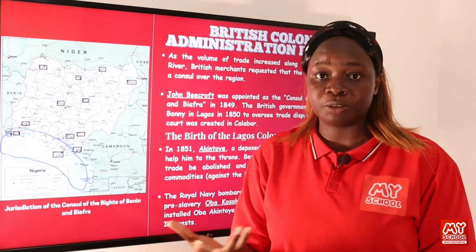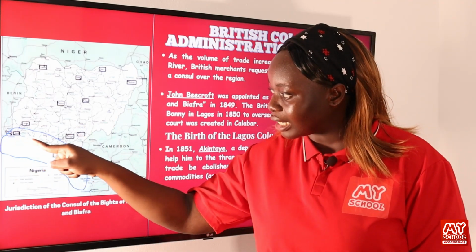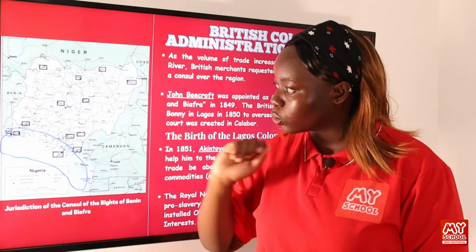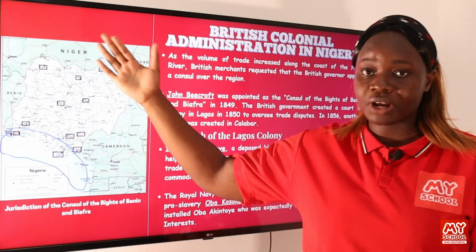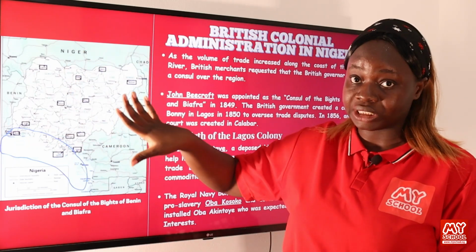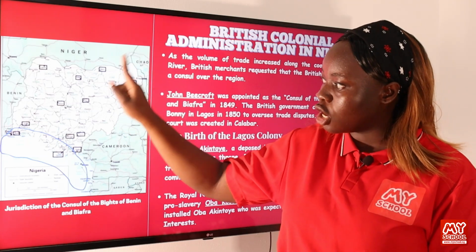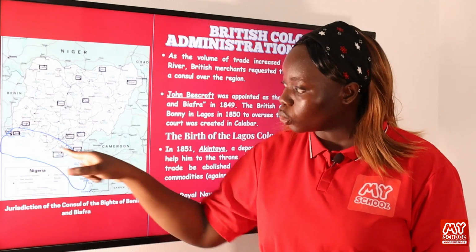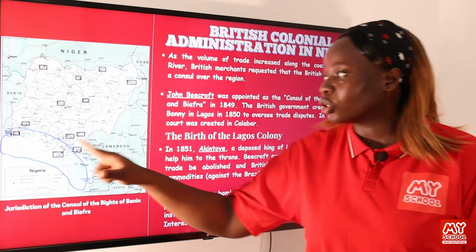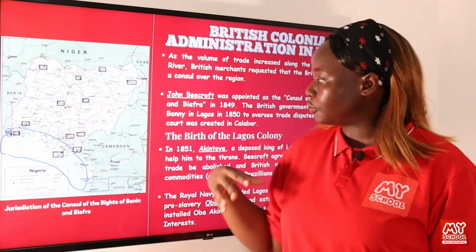So most of the British ships gathered along this coast of Nigeria, waiting for African merchants to come down from different kingdoms in Nigeria to come and trade with them. So this John Beecroft was the consul over this territory.